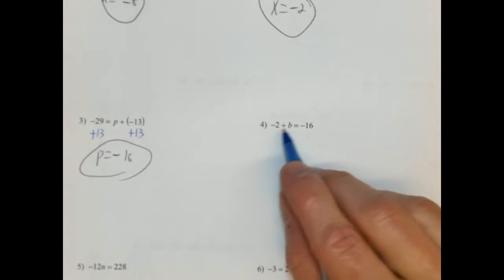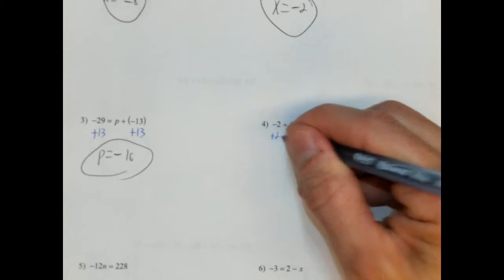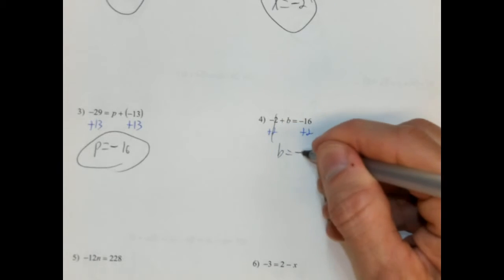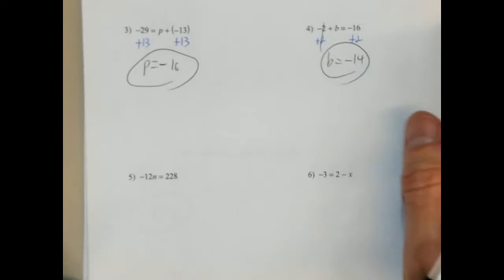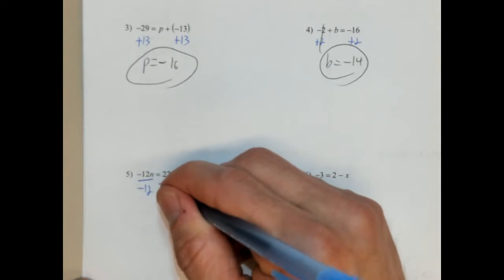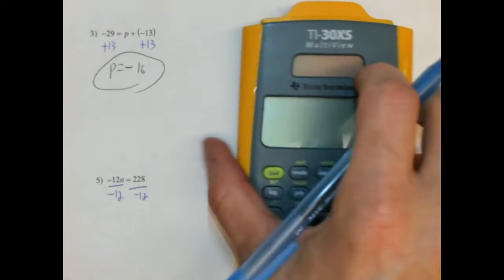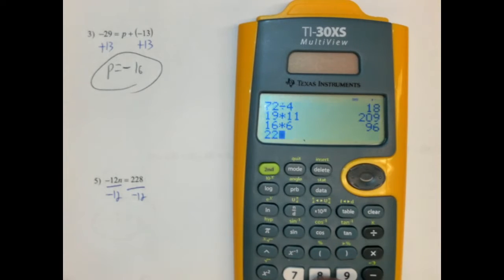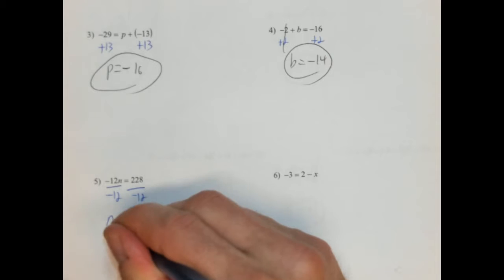Here we have negative 2 plus b equals negative 16. We're going to add 2 to both sides. So b is equal to negative 14. Here we're going to divide both sides by the coefficient, which is negative 12. I don't know what that is. Let's see. So 228 divided by 12 equals 19. So n equals negative 19.